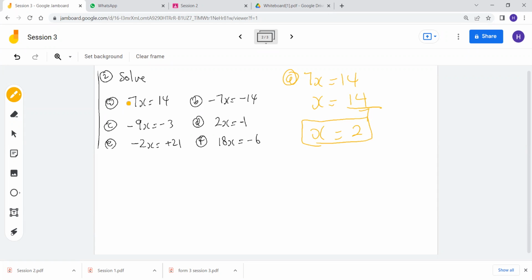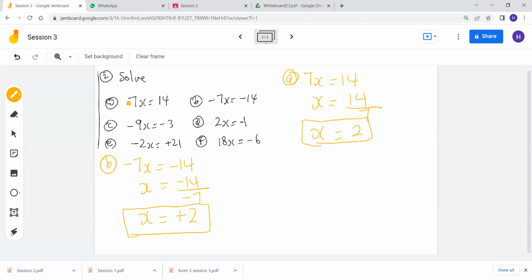Nice. Part B here now. Part B we have minus 7x equal to minus 14, right? Minus 7x is being multiplied by x. So the inverse of multiplying by minus 7 is dividing by minus 7. So minus 14 divided by minus 7, right? So we say here negative divided by negative is positive. So 14 over 7 is 2, positive 2.